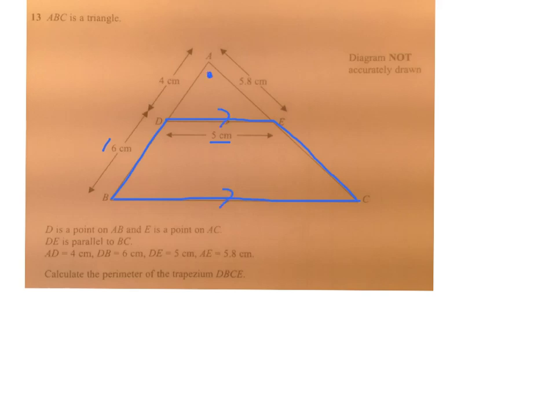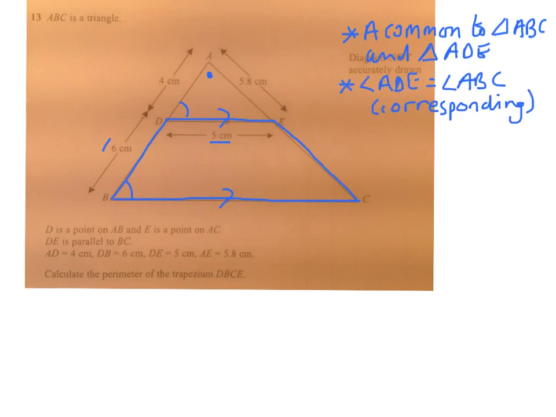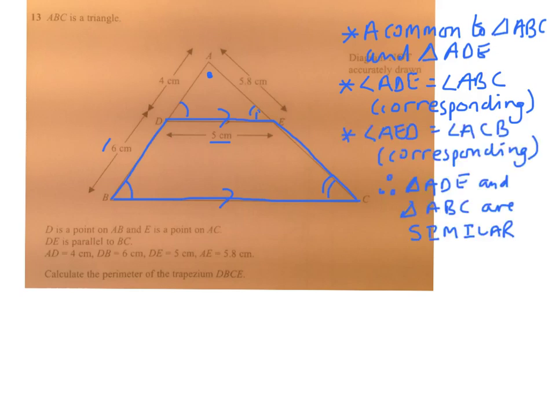Angle A up here is common to both triangle ABC and ADE. Angle ADE is the same as angle ABC because they're corresponding angles because of these parallel lines DE and BC. And angle AED is equal to angle ACB, again because they're corresponding. We've got this transversal AC crossing parallel lines DE and BC. So this means that triangles ADE and ABC are similar triangles. In other words, the corresponding sides are in the same ratio.